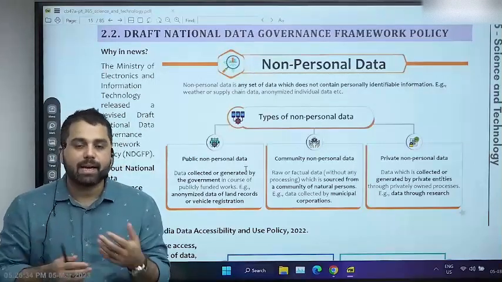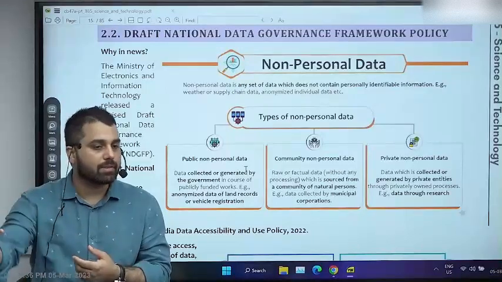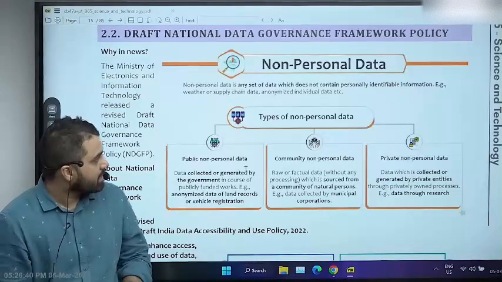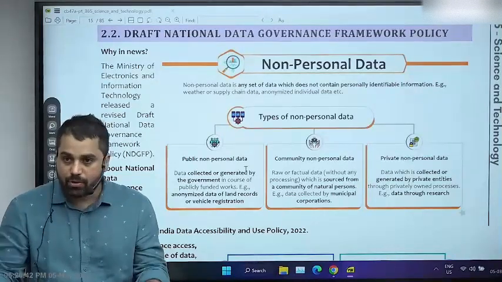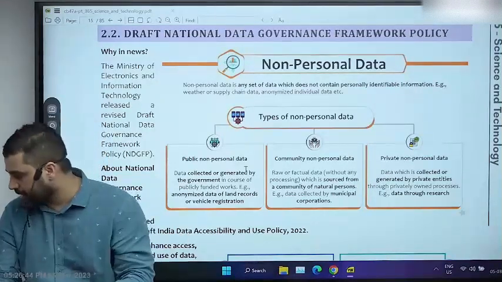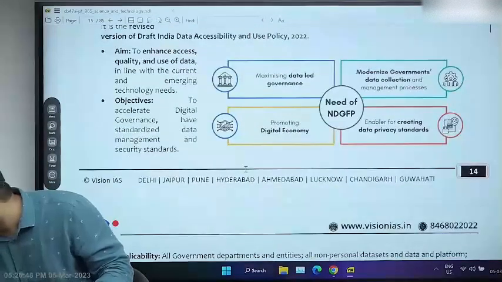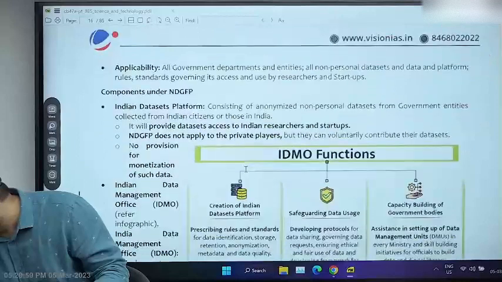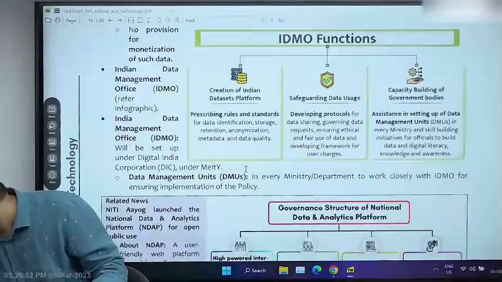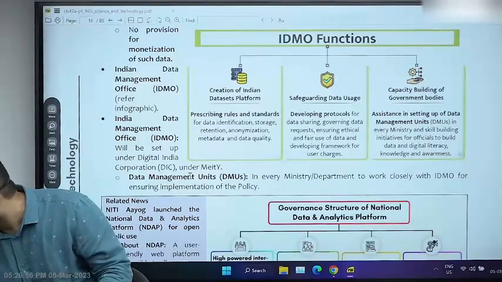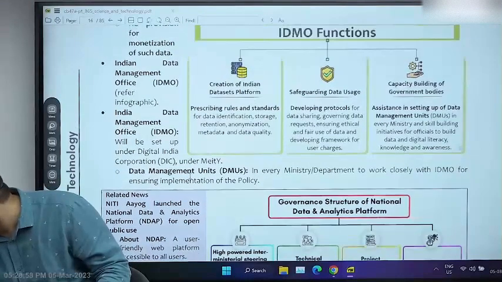So there are mechanisms by which we can convert personal data into non-personal data, and the objective of this policy is how we can now use non-personal data and facilitate different types of government policy. So the focus is to enhance access, quality. We will have an Indian Data Management Office, at the local level, at the national level.